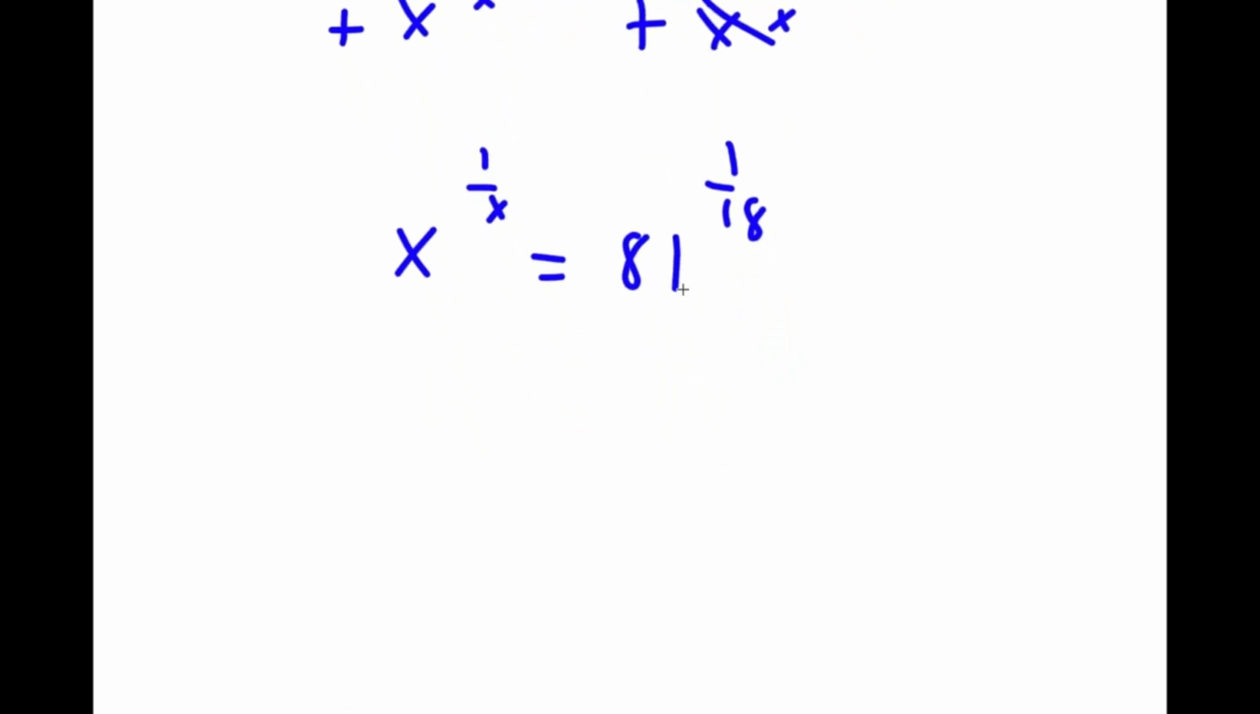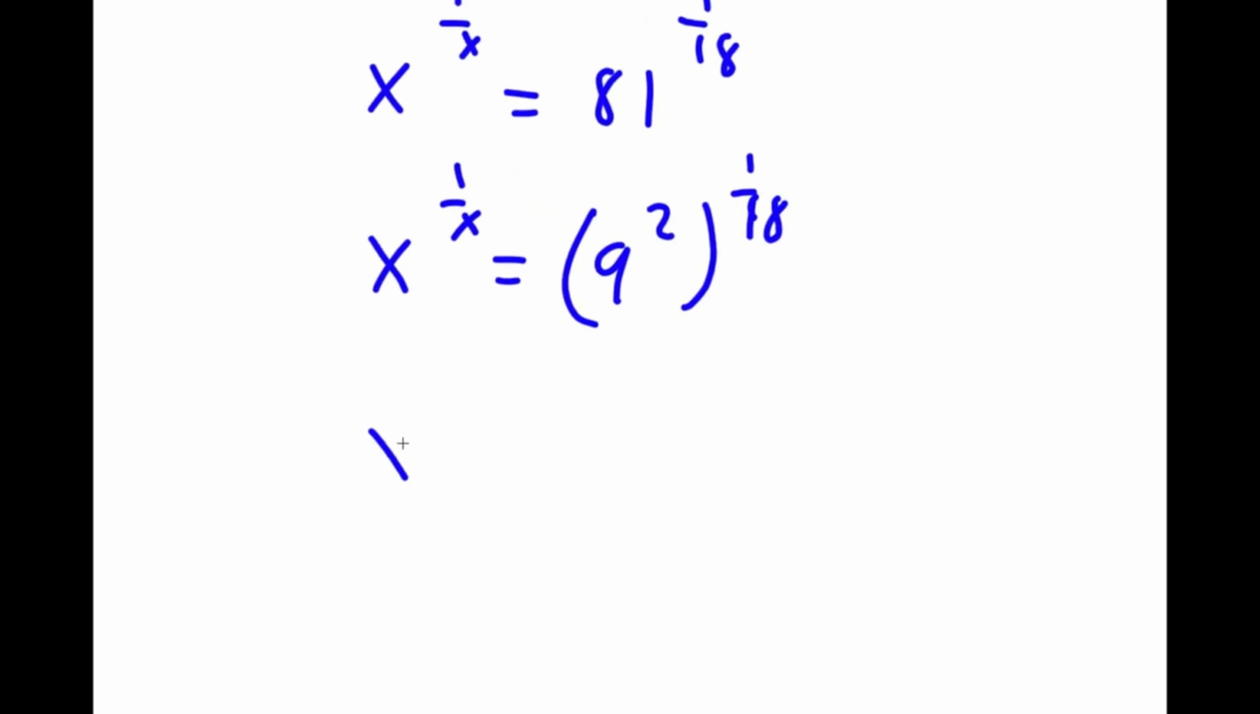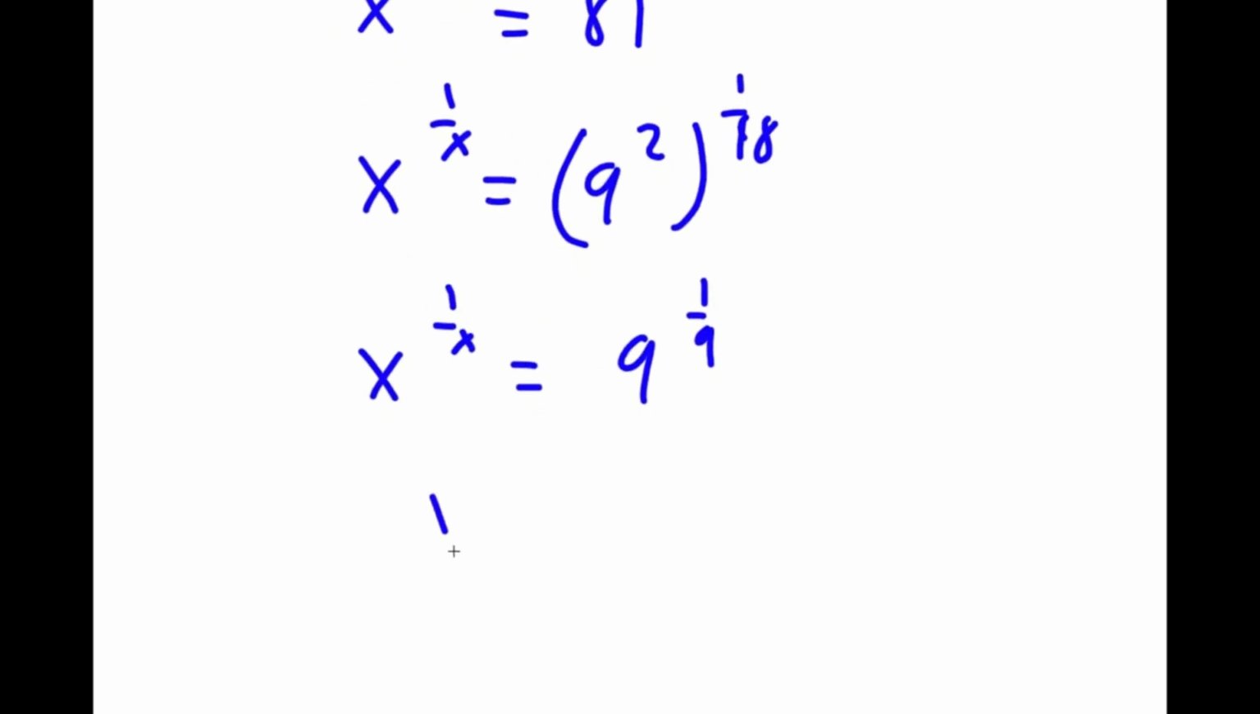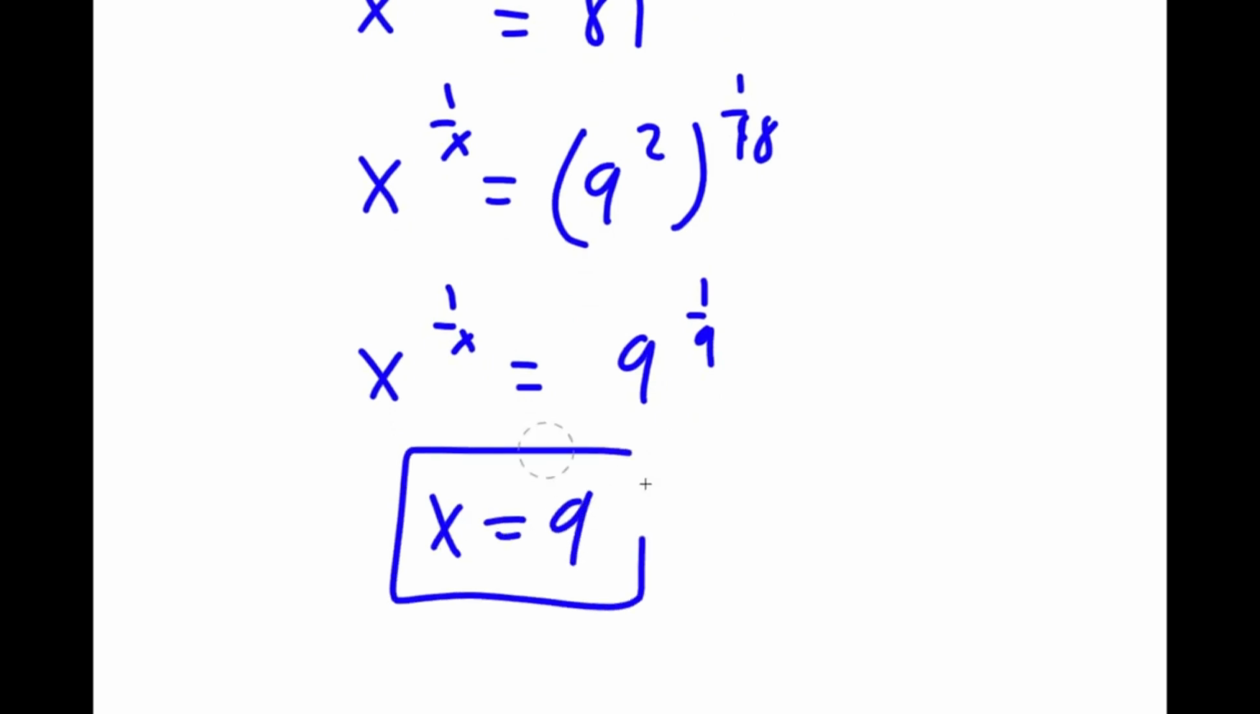Now, 81 is the same thing as 9 squared, so now I have x to the power of 1 over x is equal to 9 squared to the power of 1 over 18. 2 times 1 over 18, that's 1 over 9, so I have x to the power of 1 over x is equal to 9 to the power of 1 over 9, meaning x is equal to 9.